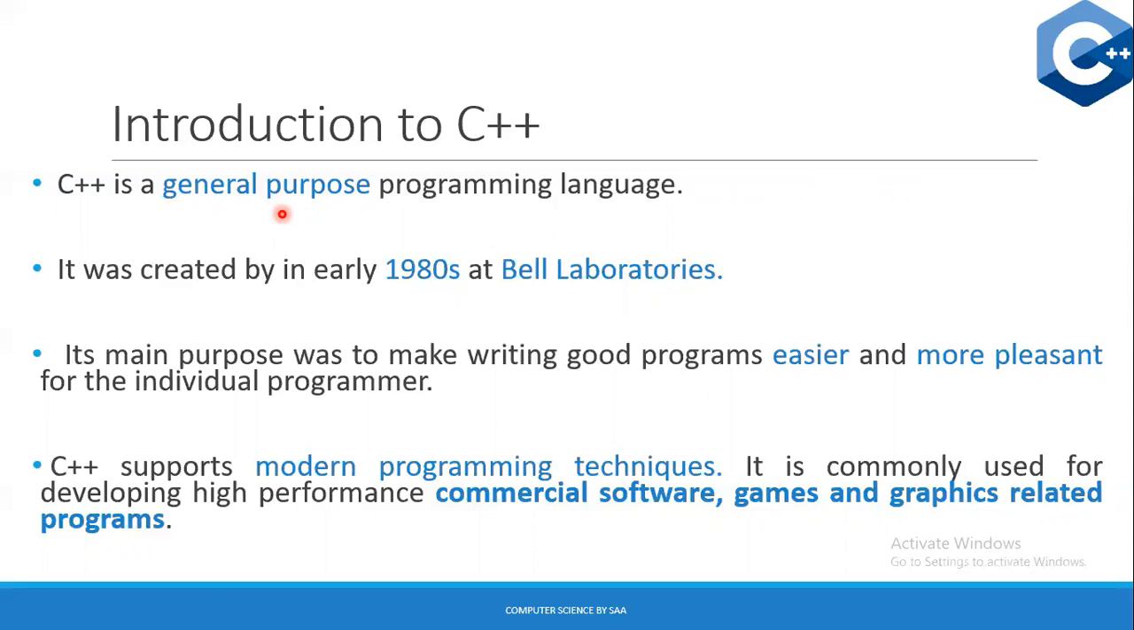We give instructions in high-level languages, and the instructions written in high-level language are then translated into low-level language by the compiler. So C++ is a type of high-level language and it is a general purpose language.